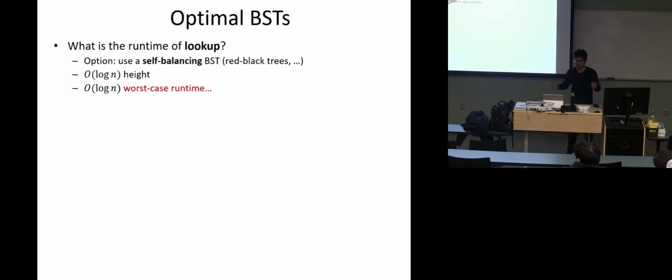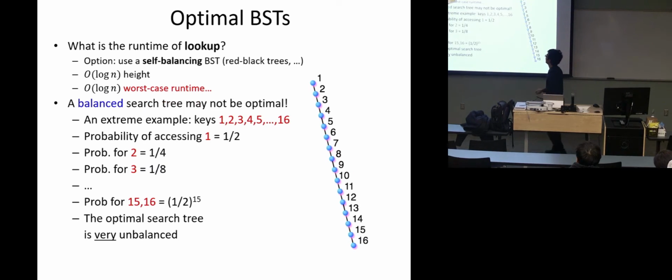So, optimal binary search tree, right? The runtime to look up any element, you can make sure it's always at most log n, because you can make sure that the tree is balanced. You can use red-black trees and AVL trees and so on. So the worst case time is log n. But you have seen before in this class that if you know the distribution of how you want to look up the elements, this balanced tree may not be optimal.